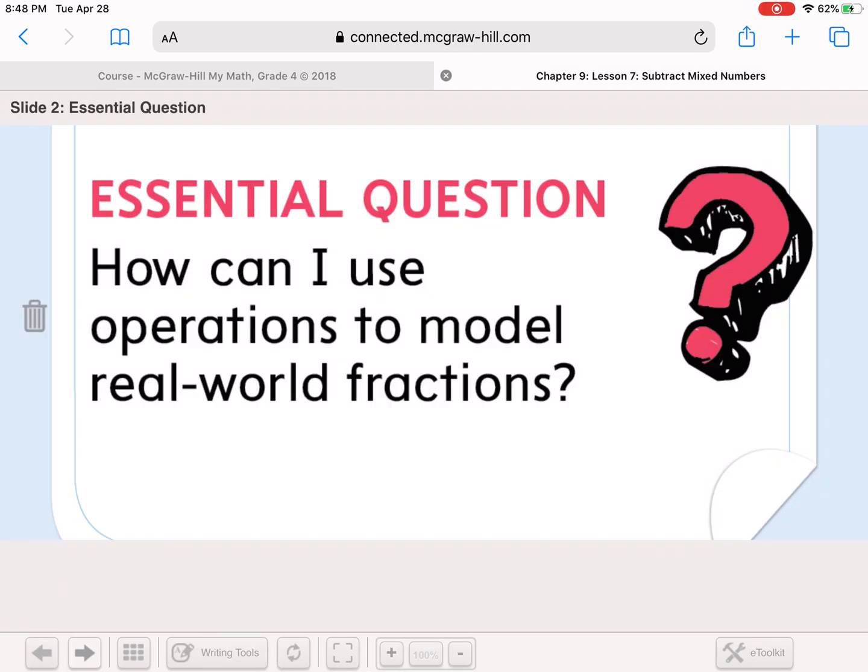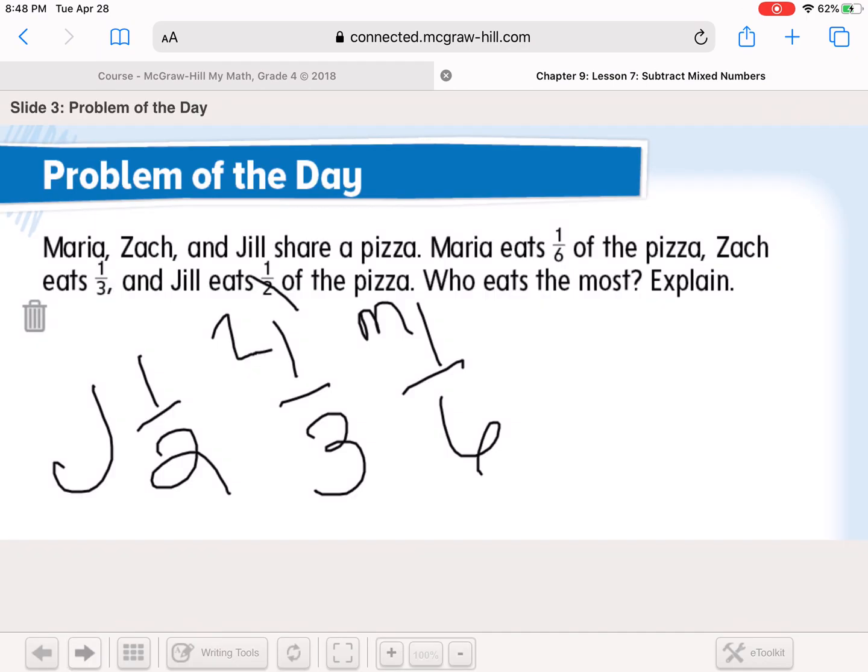Okay. Essential question: How can I use operations to model real-world fractions? We've talked a lot about real-world fractions in this lesson. Real-world fractions mean like when you're using them in everyday life. I use them every day when I bake and I make a cake that tastes terrible. That's when I use real-world fractions.